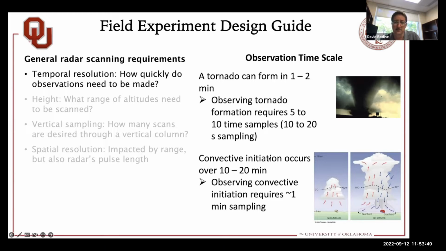Similarly, thunderstorm initiation occurs over a period of about 10 to 20 minutes. So if you want 5 to 10 samples, you need about 1 to 2 minute temporal sampling to adequately see the evolution of the clouds and the development of precipitation.